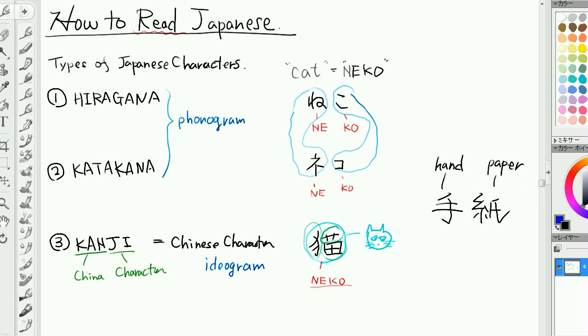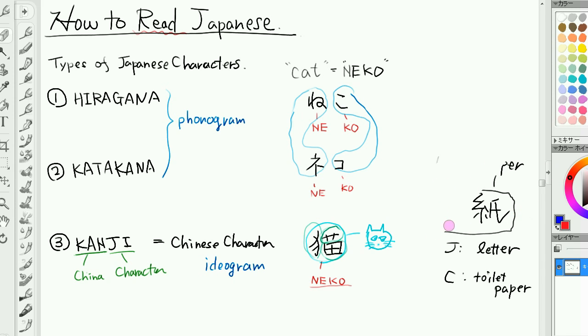However, as a whole word, in Japanese, this means letter. Letter, yeah, the letter you write and send to someone. But in China, I hear that it means toilet paper. Isn't it funny? Well, you know, hand paper. That's how we give meanings to a hand paper. Okay. One more example, which is very funny, I guess.